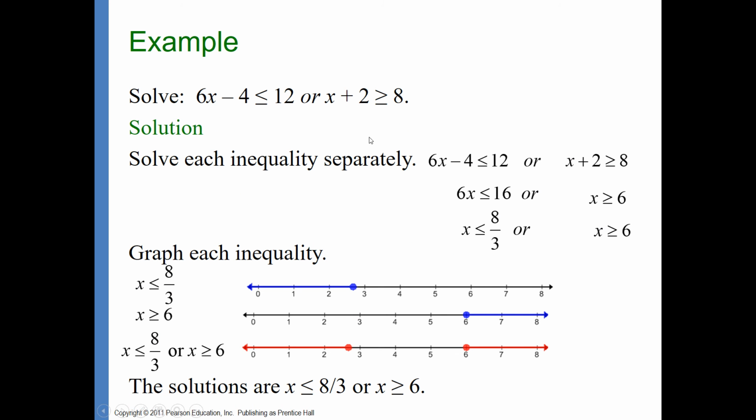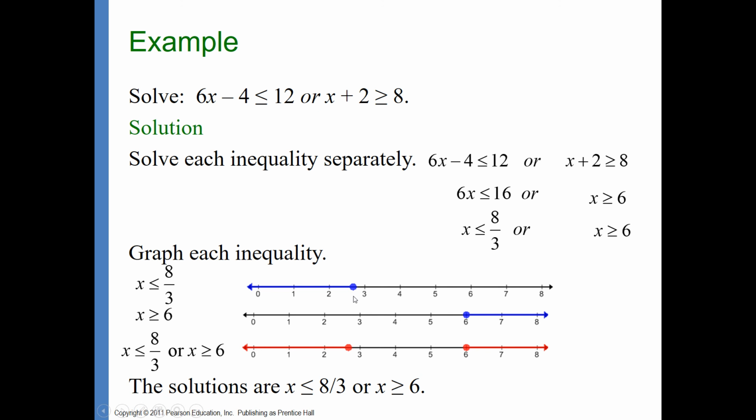So union. Solve this with the OR in there. 6x minus 4 less than or equal to 12, or x plus 2 greater than or equal to 8. Again, you solve it just like we always have. We get x is less than or equal to 8/3, or x is greater than or equal to 6.